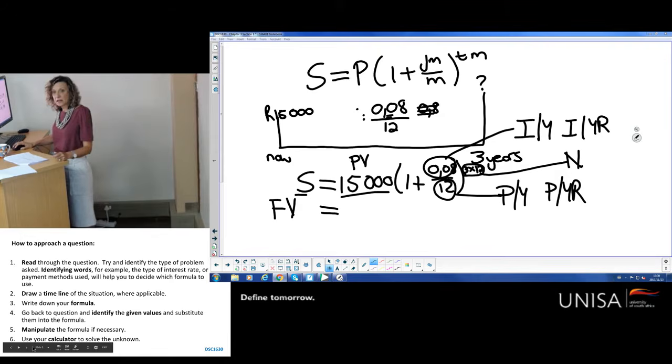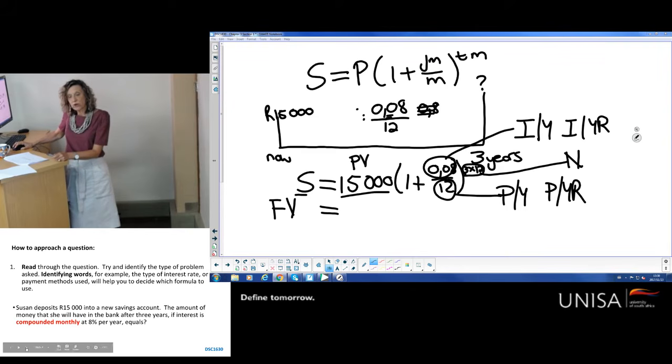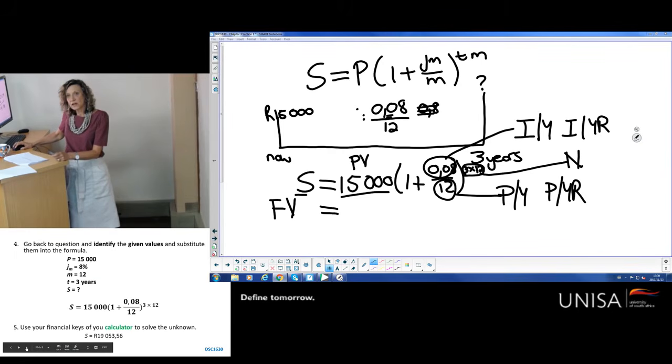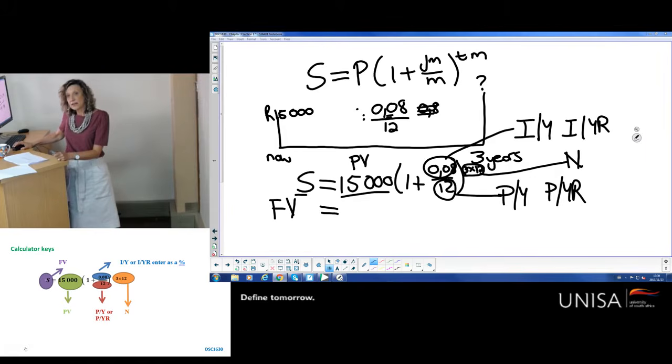There again is the cake recipe. I normally just include it for you to make sure where you are. We've read through the question, compound monthly. We've drawn our timeline. We've written down the formula. We identified the values. And there's our calculator keys.